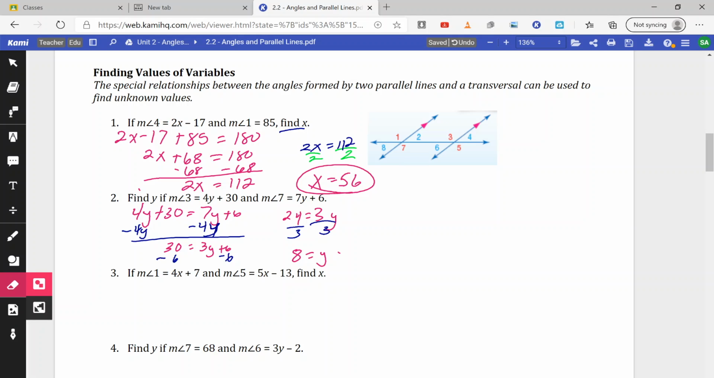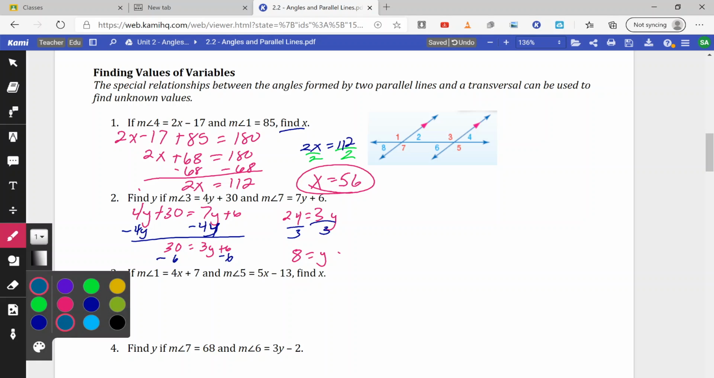If angle 1 is equal to 4x plus 7 and angle 5 is equal to 5x minus 13, we need to find out what x is equal to. So angle 1, 4x plus 7. Angle 5 is 5x minus 13. So we have to determine what the relationship is. Again, color coding tells me 1 and 5 are going to be the same. But if I take a look at the location of our angles, 1 and 5 are on opposite sides of our transversal, so they are alternate, and they are on the outside of our parallel lines, so they are alternate exterior angles, which based on our theorem states that they are equal.